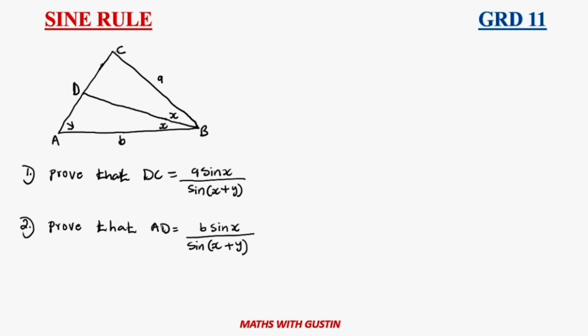Let's look at the sine rule, grade 11. We are given a question which says, number one, prove that DC equals a sin x all over sin(x plus y), and then also prove that AD is b sin x over sin(x plus y). In this case, they didn't say anything about these triangles being right-angled triangles.